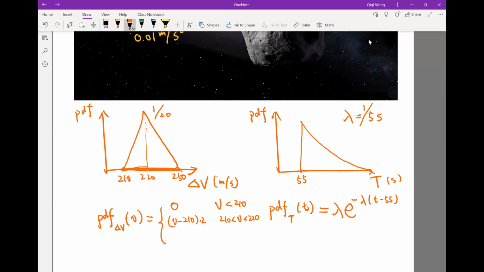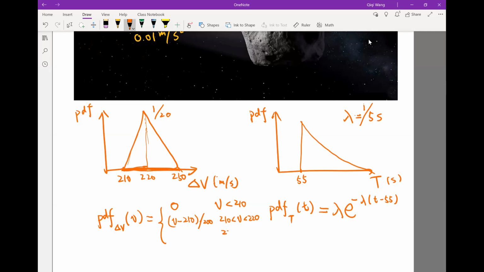So over a range of 10, the PDF has raised for 1/20. So that means the slope is 1/20 divided by 10, which is 1/200. So this divided by 200 is going to be the function within this region, right?